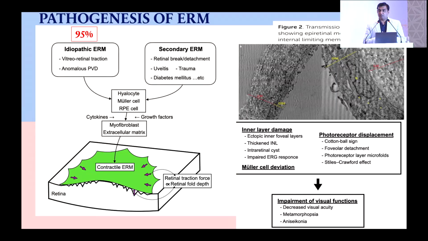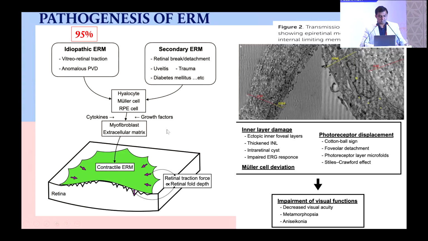So 95% of the ERM are usually idiopathic, that is vitreoretinal traction causing anomalous PVD. Or it could be a secondary ERM because of a retinal break, or because of retinal detachment, or uveitis, or trauma, or diabetes mellitus, or many other factors.